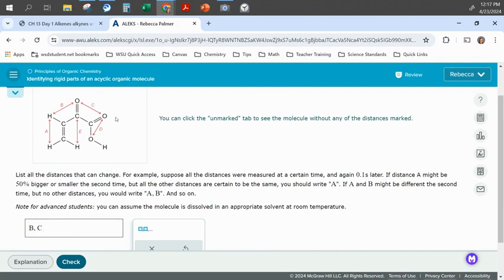What else? D is on the same carbon. Oxygen to oxygen on the same carbon. That cannot change. E. Can you see how there's a trapezoid again? You have a double bond at the top of the trapezoid, and that's going to lock in this carbon and hydrogen. So that's not able to move. So only B and C can rotate.